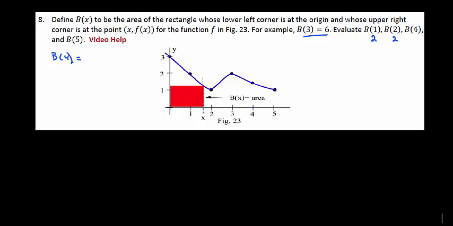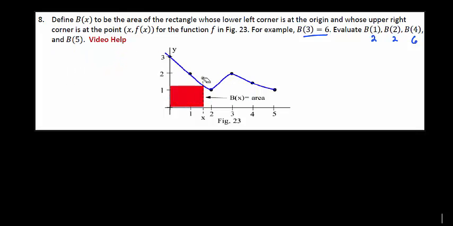So b of 4. Now this one's a tough one because it looks like it's at a height right in between 1 and 2. So we're going to say it's 1.5. So b of 4 is 1.5 times a base length of 4. So that's 4, 5, 6. It looks like this has got a value of 6.